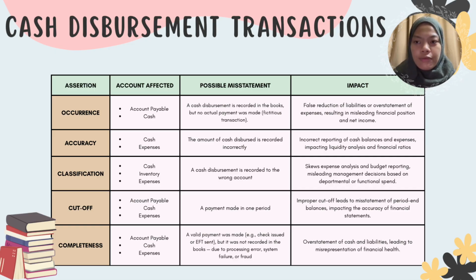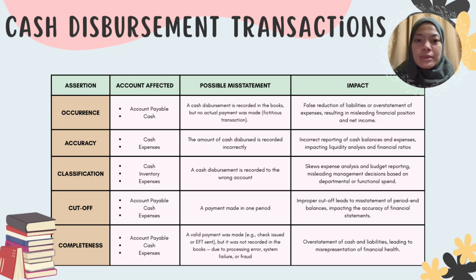Next is cut off. So the possible misstatement is a payment made in one period. So the impact was improper cut off leads to the misstatement of the period and balances, impacting the accuracy of financial statements. Lastly is completeness.